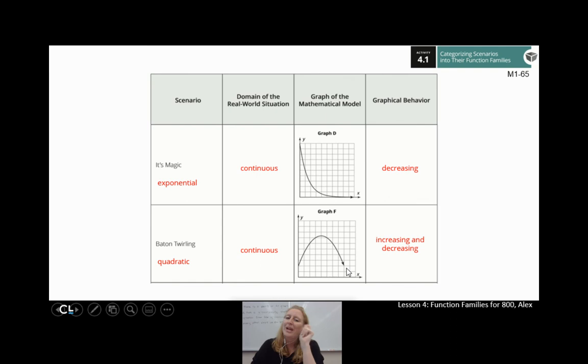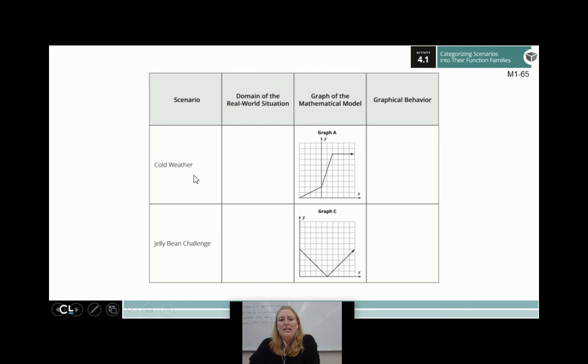Cold weather, right? This is the whole deal that with certain temperatures, people come into the resort. But of course, at some point we top out, can't fit any more people in there. In case you haven't already noticed, that's a linear piecewise function. I have pieces of lines. It is continuous. And that means it's increasing and constant, right? We hit a certain point where the resort is full. Nobody else can come in. That's a constant.